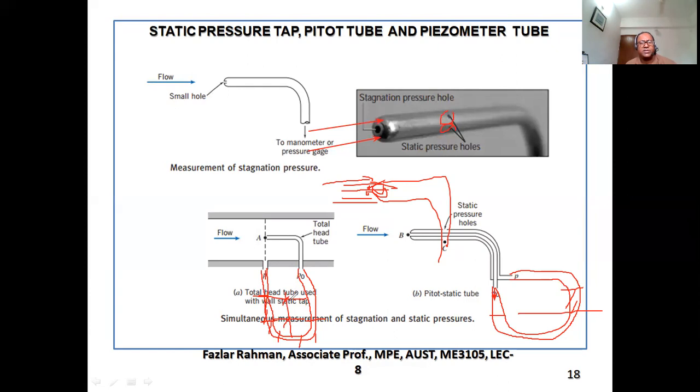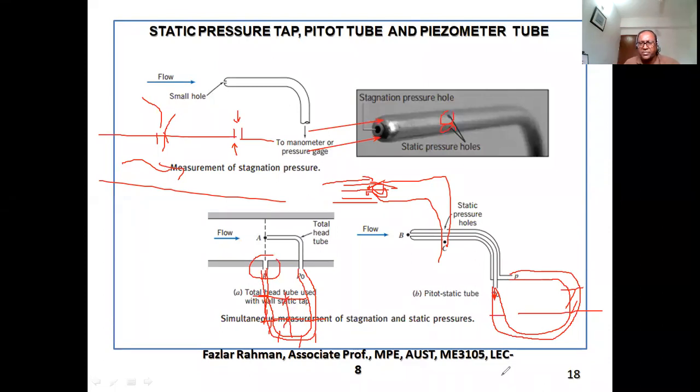Okay, I missed one thing: what is the static tap? Static tap means you have a pipeline, you make a hole over here. What happens? If the pressure inside the pipe is higher than atmospheric pressure, then fluid will come out. But if pressure is lower than atmospheric pressure, then it will not come out of the pipe, because due to the inside pressure, fluid tries to move through the hole, but the outside pressure is more than this pressure, so it will try to push it down. Okay, this is the static tap. So sometimes they use a static tap to connect the manometer tube.